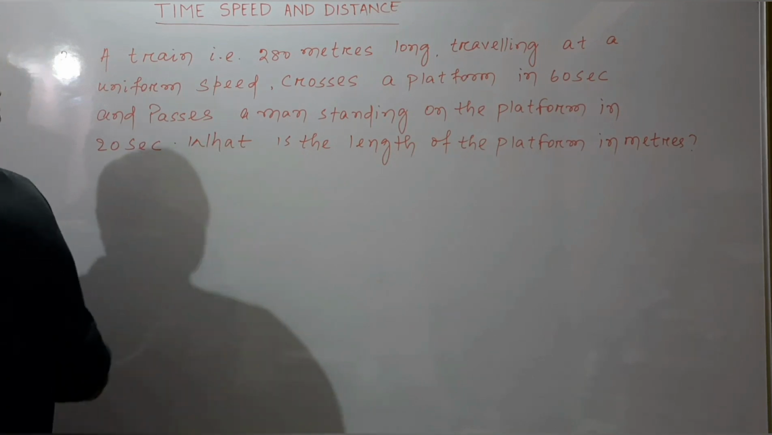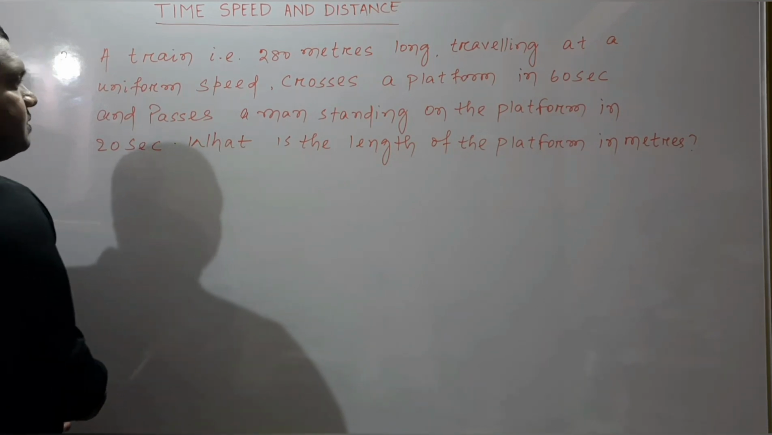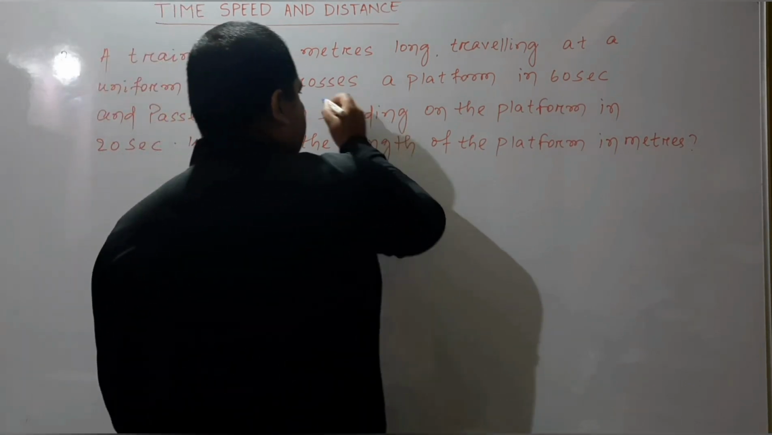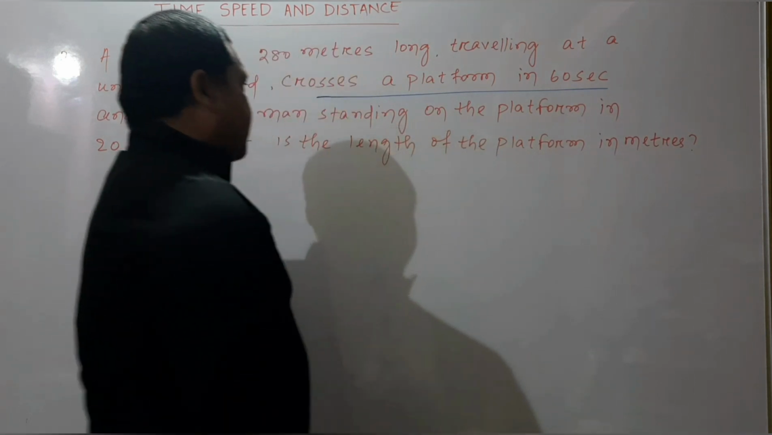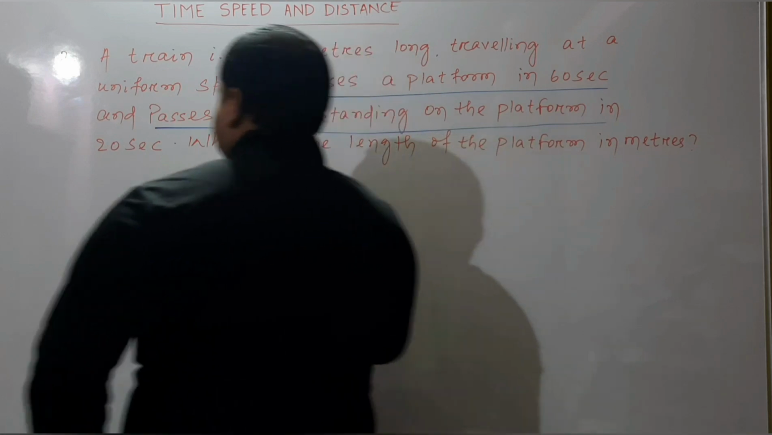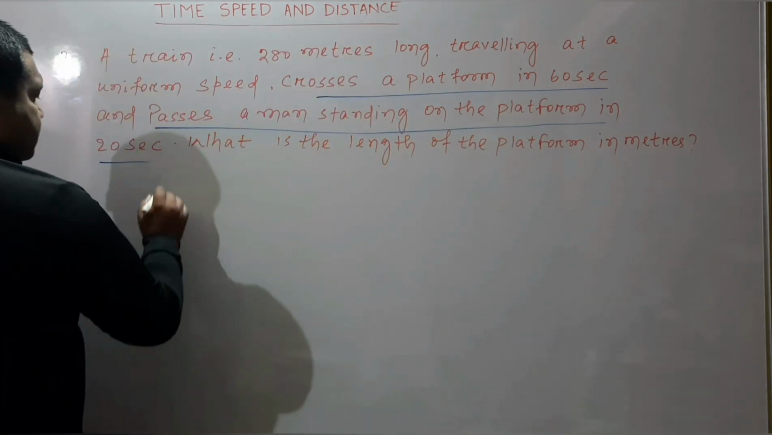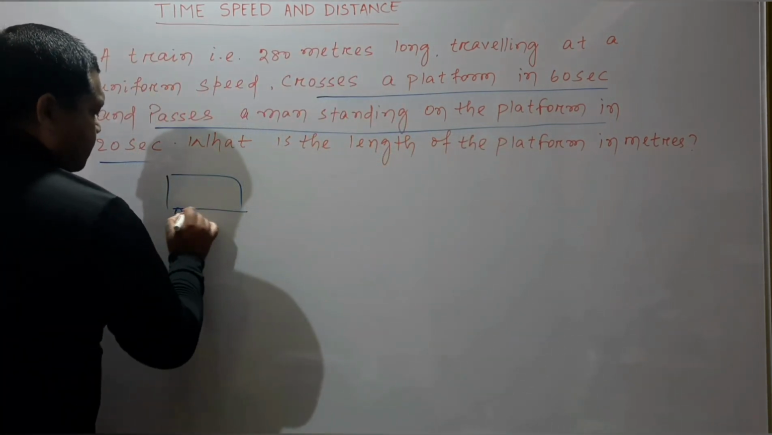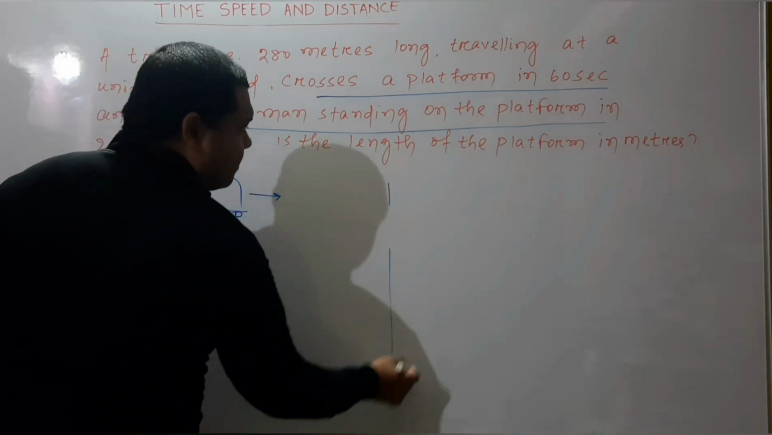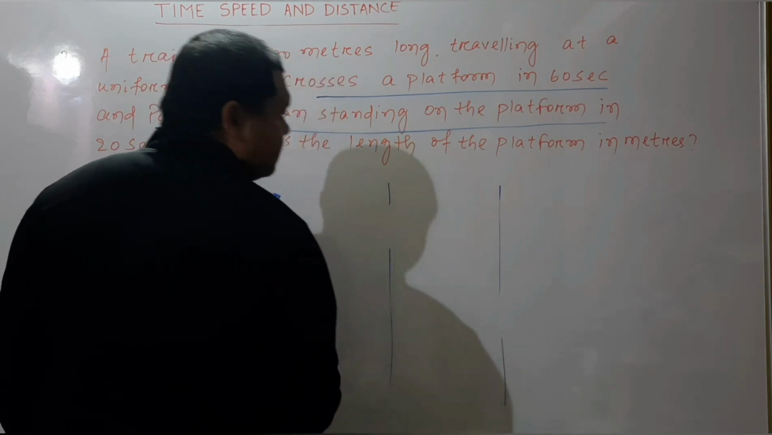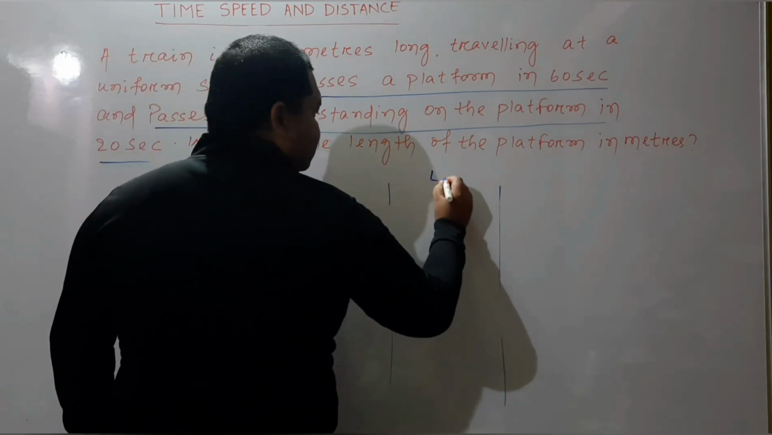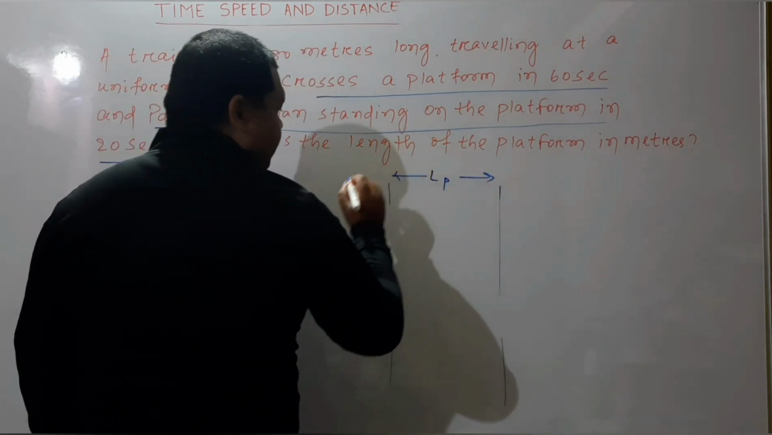So a train that is 280 meter long traveling at uniform speed crosses a platform in 60 seconds, and passes a man standing on the platform in 20 seconds. Okay, that means there is a train and a platform is there. The length of the platform you have to calculate. That means the length of the platform is LP, that you have to calculate.